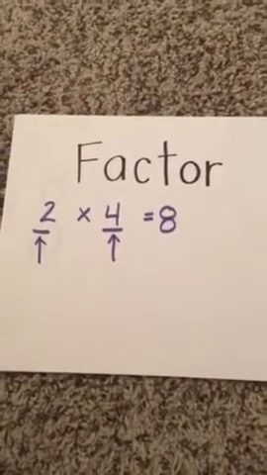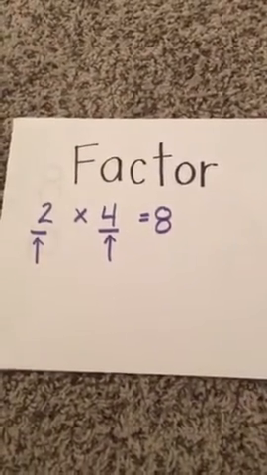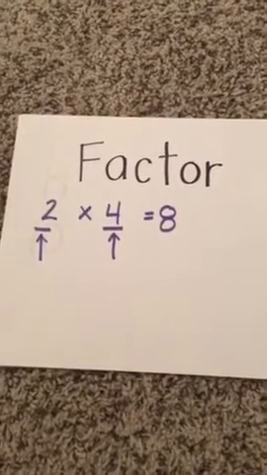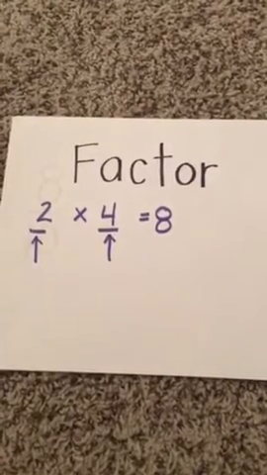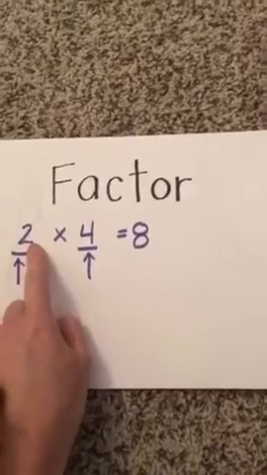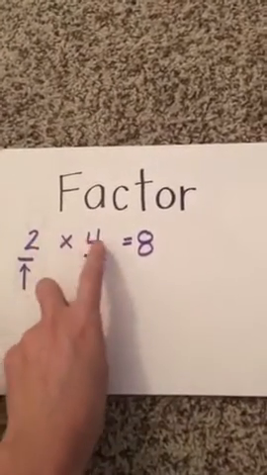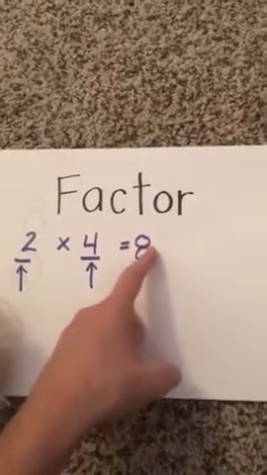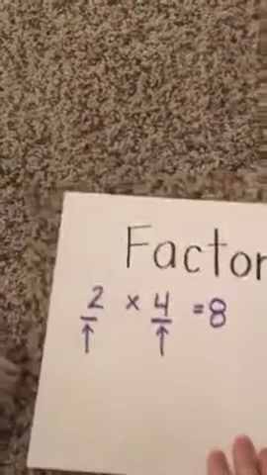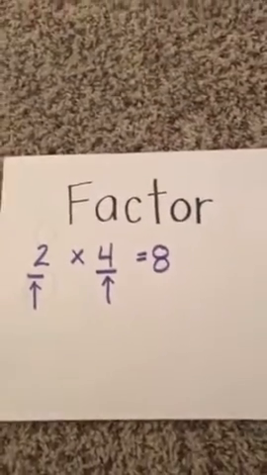To write a number in simplest form, we have to remember what a factor is. A factor is one of the two numbers that are used in a multiplication problem. 2 and 4 are factors that, when multiplied, equal the product 8. We will be using factors to help us simplify.